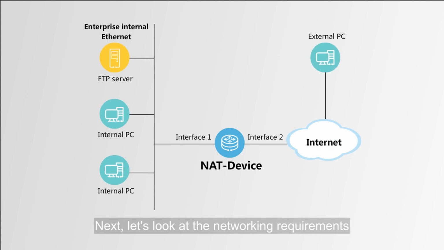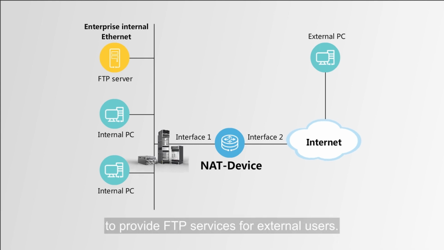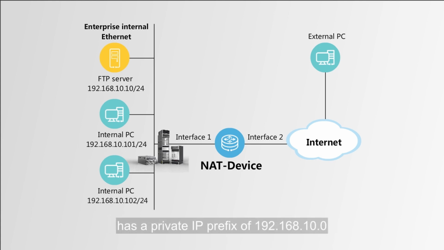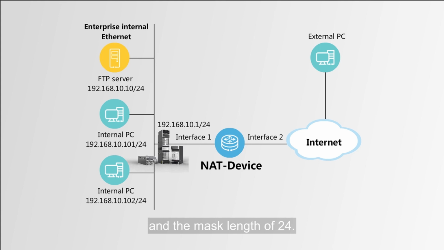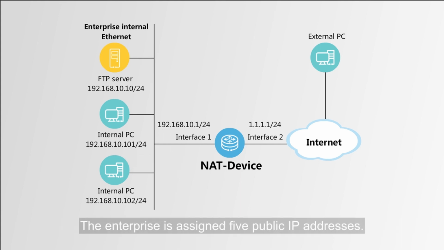Next, let's look at the networking requirements of NAT and an internal FTP server. As shown in the figure, the internal FTP server of the enterprise is connected to the Internet through NE40E to provide FTP services for external users. The IP address of the internal FTP server has a private IP prefix of 192.168.10.0 and a mask length of 24. The interface connecting NE40E to the public network is assigned a 24-bit public network address. The enterprise is assigned 5 public IP addresses.